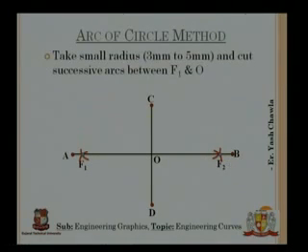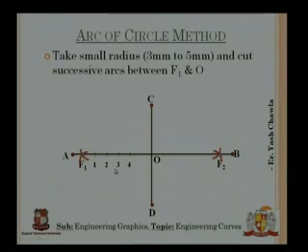Now the next thing that I will do is divide F1 and O into a few equal parts. So from F1 I will take a radius of 3 to 5 mm and cut arcs on F1 and O, say 1, 2, 3, 4. Take equal distance from F1 and cut these arcs and mark these points.